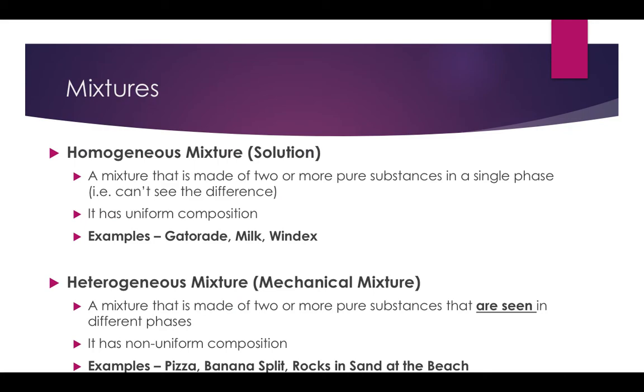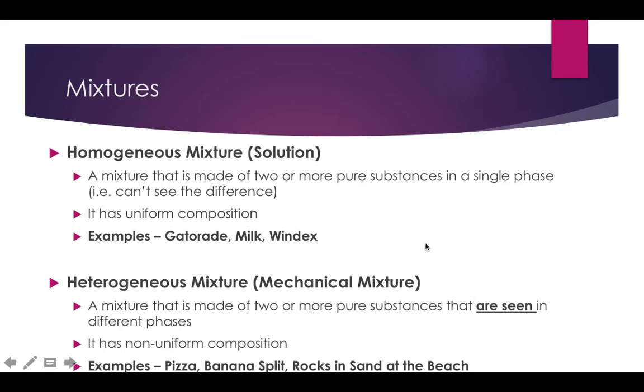Mixtures. So we have two types, and we talked a little bit about them before. We have homogeneous mixtures, which we can also refer to as solutions. It basically means that you can't see the difference. So that is what I'd really like you to focus on here. Homogeneous mixture, you can't see the difference. So things like Gatorade, milk, Windex, lots of different ingredients, but when you look at it, it looks like just one thing.